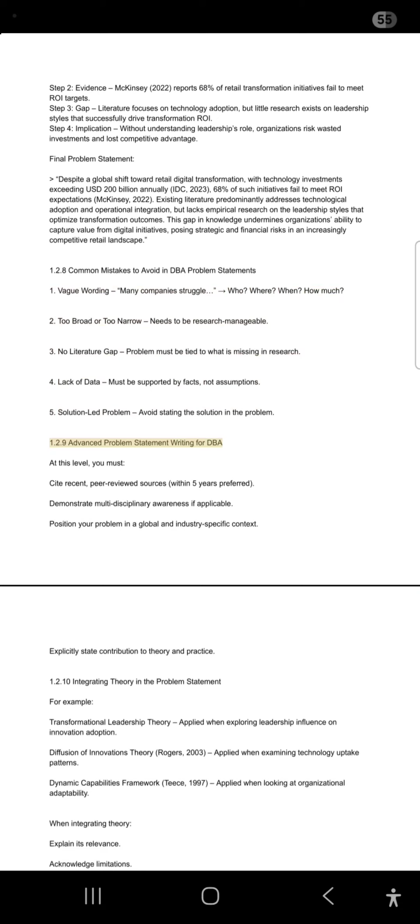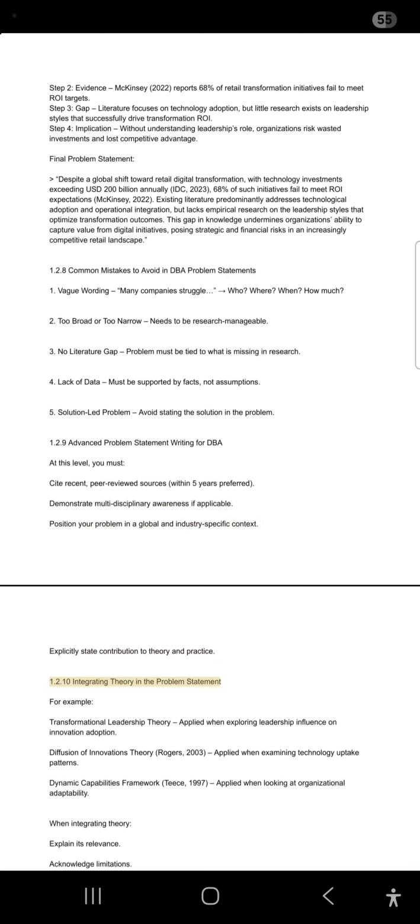1.2.9 Advanced problem statement writing for DBA. At this level, you must cite recent, peer-reviewed sources, within 5 years preferred. Demonstrate multidisciplinary awareness if applicable. Position your problem in a global and industry-specific context. Explicitly state contribution to theory and practice.